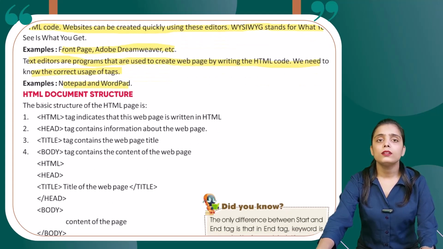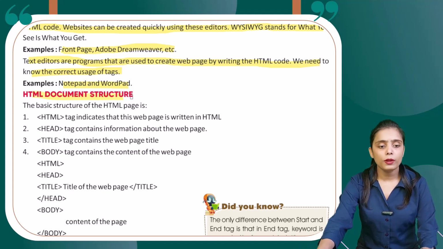Now let's see the structure of the HTML code, HTML document structure. The basic structure of the HTML page is: the HTML tag indicates that this web page is written in HTML. Okay, this is the HTML tag.